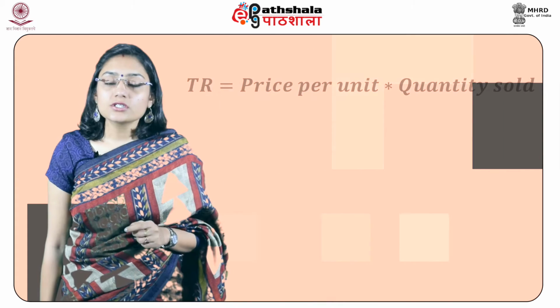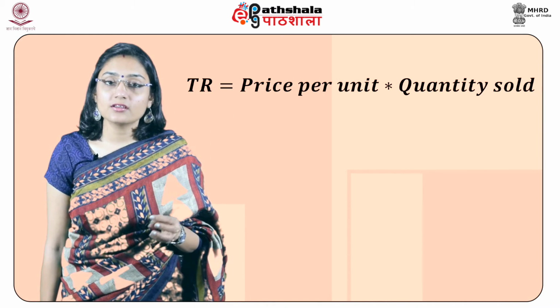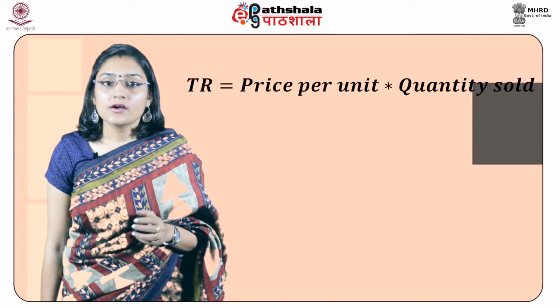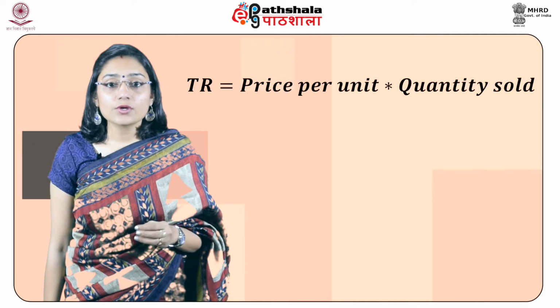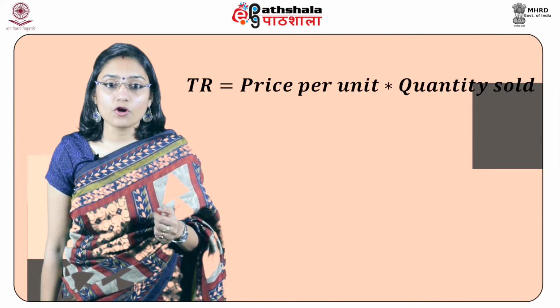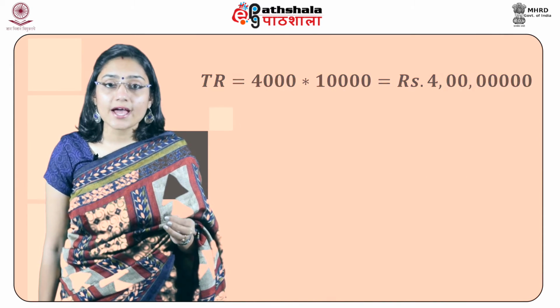Total revenue. Total revenue is defined as the total amount of money which a firm receives after selling its output in the market, where TR equals price per unit into quantity sold. The above formula shows that total revenue can be calculated by multiplying the price per unit of the output by the number of units of the output sold in a particular period. For example, ABC Limited Company makes cell phones. The price of a cell phone is Rs 4000 and the total number of cell phones sold by it in the year 2014 was 10,000. Thus, TR equals 4000 into 10,000, which amounts to 4 crore rupees.